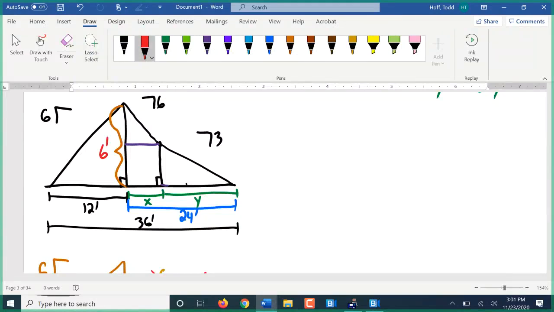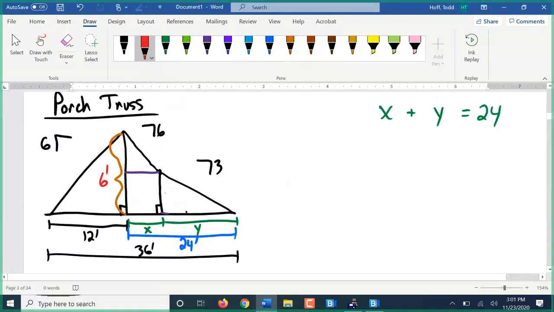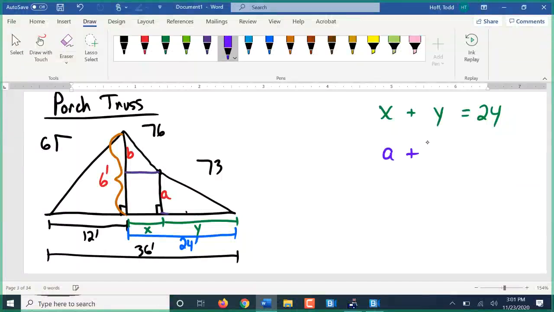Now I have to introduce a couple of other variables here in order to solve this. I'm going to call the rise of this 3/12 piece a and the rise of the 6/12 piece b. So I know from that a plus b equals 6. Well, I haven't helped anything here because all I'm doing is making more equations with more variables. So I have to get rid of a couple variables here. I only want 2 equations with 2 variables. So we're going to be able to get rid of a and b here.